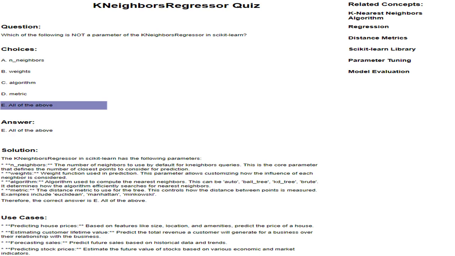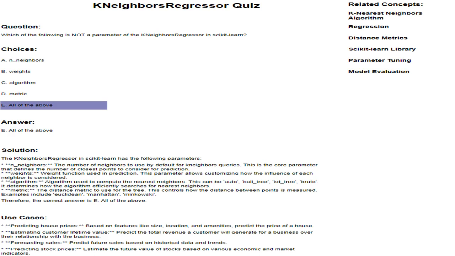Comparing the performance of different algorithms and choosing the best model for a specific problem. Developing custom machine learning pipelines for efficient workflow management. Sklearn provides the KNeighborsRegressor class, which implements the k-nearest neighbor regression algorithm. We can use this class to train and evaluate a regression model on a dataset, making predictions on new data points.